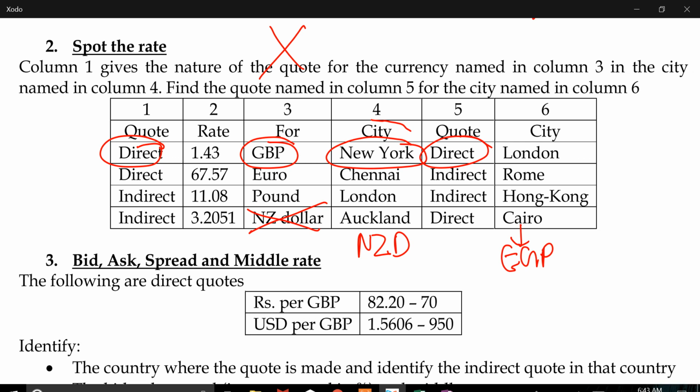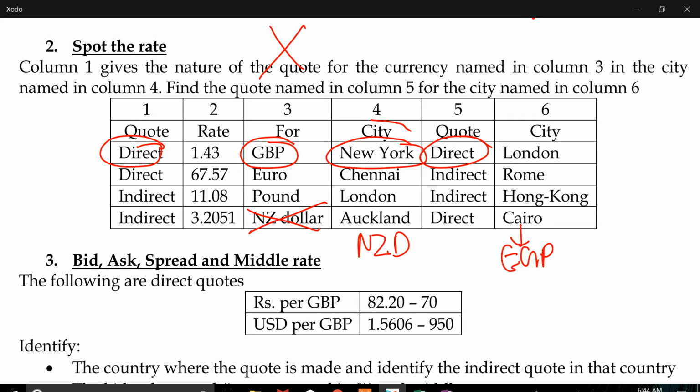What is the given quote? EGP per NZD or NZD per EGP? EGP per NZD. I'm again telling you, this will later become very complicated to identify whether it is rupee per dollar or dollar per rupee. Rupee dollar you will not struggle because you know the codes. If it is 65, you will indirectly say rupee per dollar. If it's 0.02 something, you will say dollar per rupee. But you will keep seeing these issues later on.